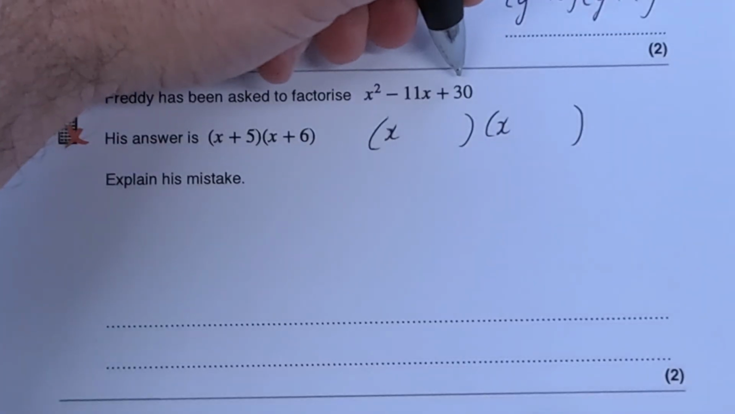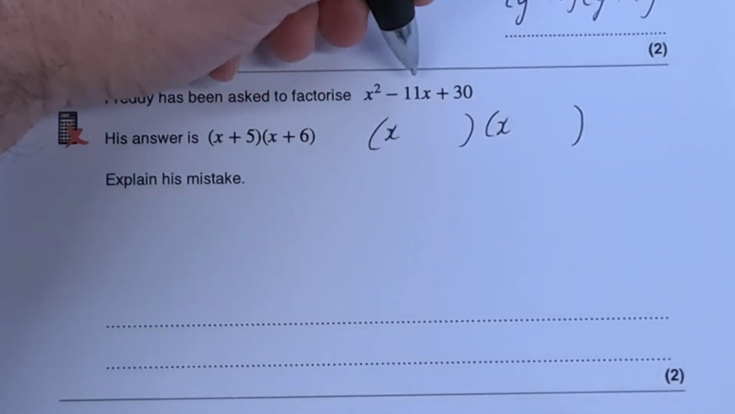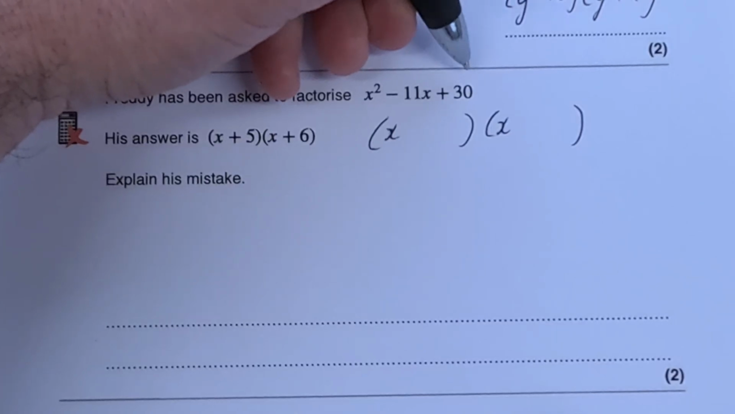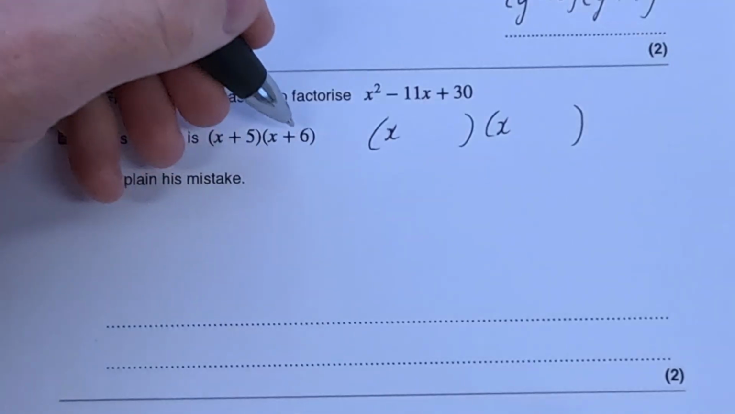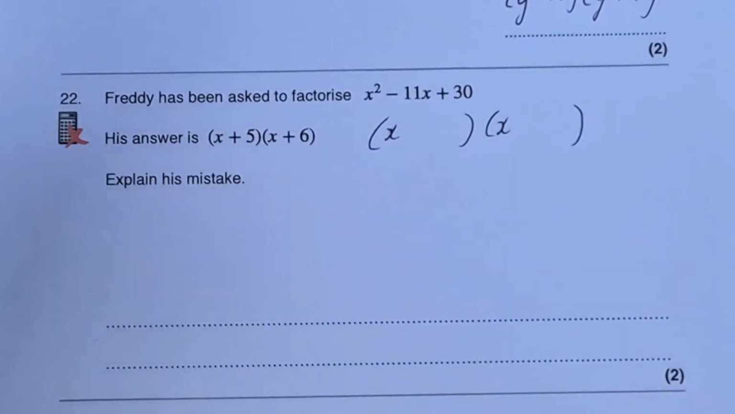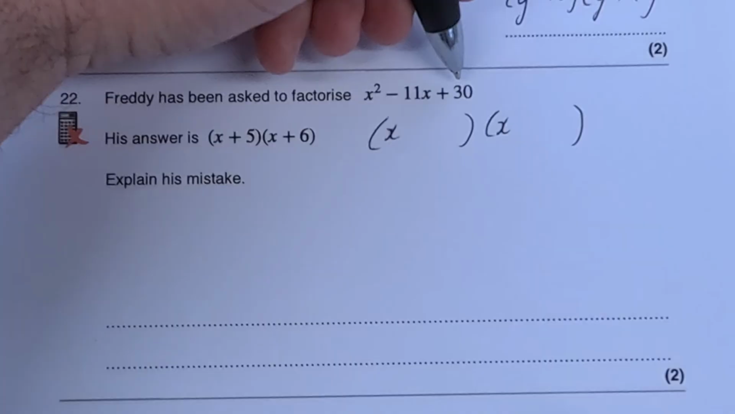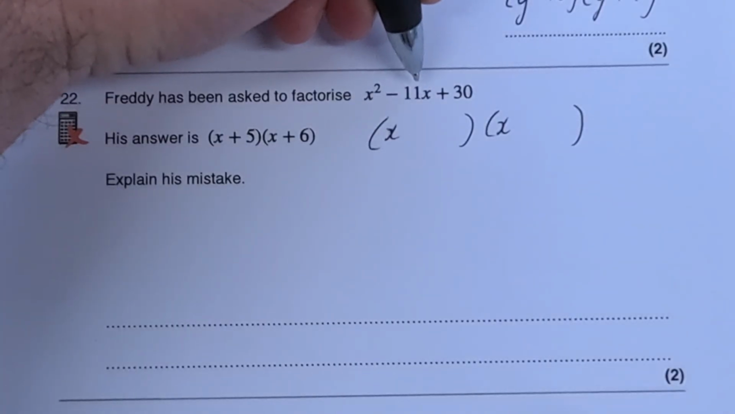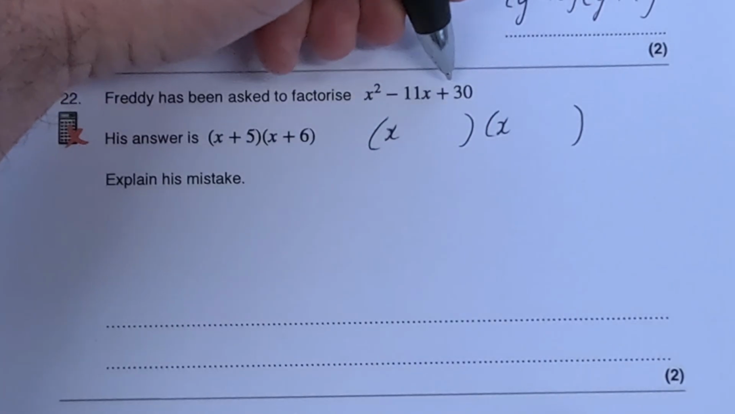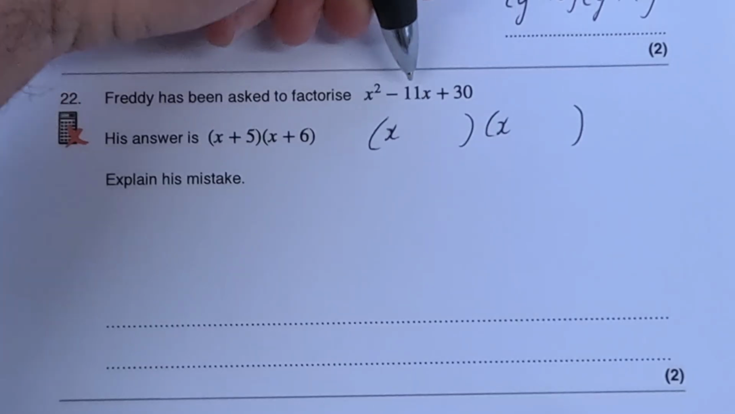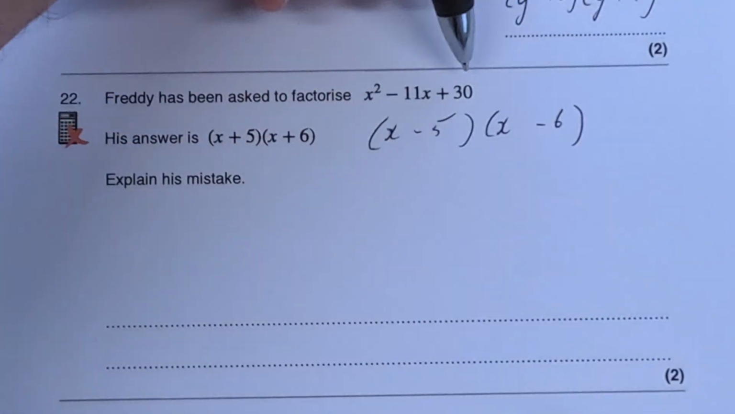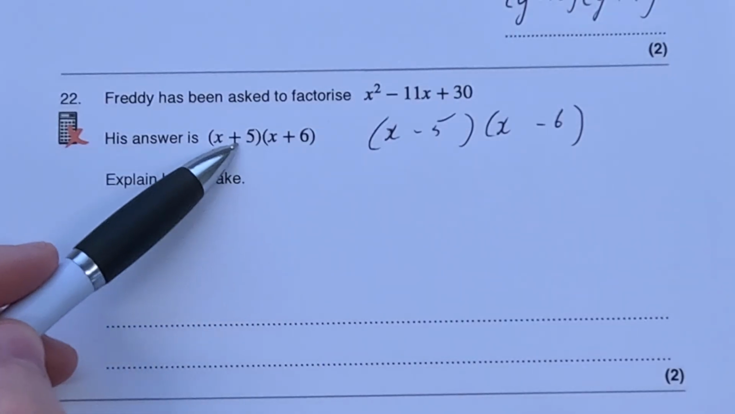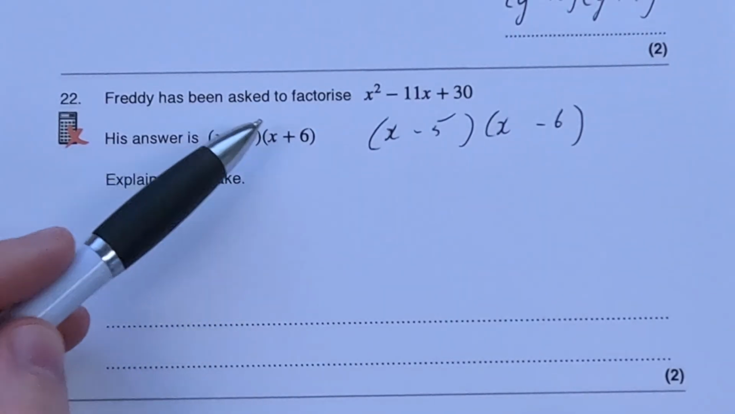Now we're looking for two numbers that times together to be 30 and add together to be minus 11. So we know that if they're going to times together to be 30 but add together to be minus 11, they can't both be positive. They're both going to have to be negative. So it's going to be a negative times a negative to give us a positive, but add together to be a minus. So it's going to be minus 5 and minus 6, because minus 5 times minus 6 is 30, and minus 5 plus minus 6 will be minus 11. So Freddie's mistake is he shouldn't have used add signs, he should have used subtracts in each of the brackets.